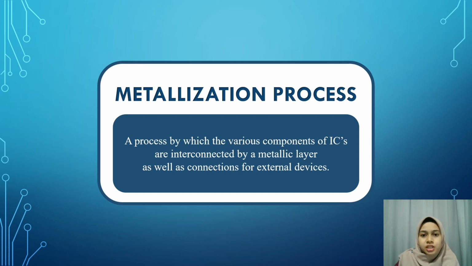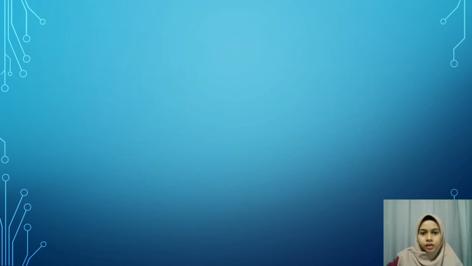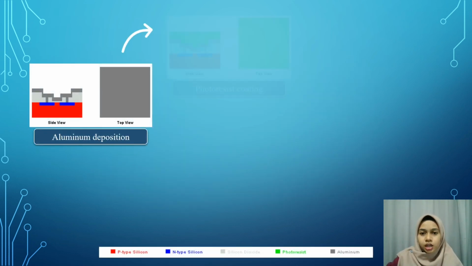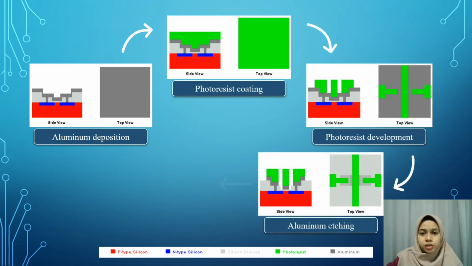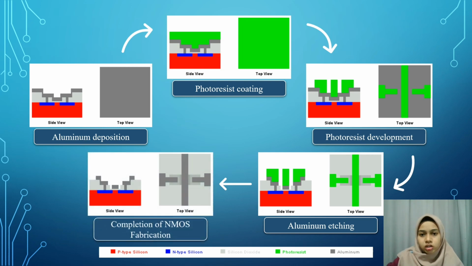Basically, the metallization process is a process by which the various components of ICs are interconnected by a metallic layer as well as connection for external devices. This process produces a thin film metal layer that will serve as the required conductor pattern for the interconnection. So, metallization is the final step in the wafer processing sequence. It starts with metal deposition, where aluminum will be deposited, then it will undergo metal masking and metal etching. After the final photoresist stripping, all the CMOS fabrication steps are completed.